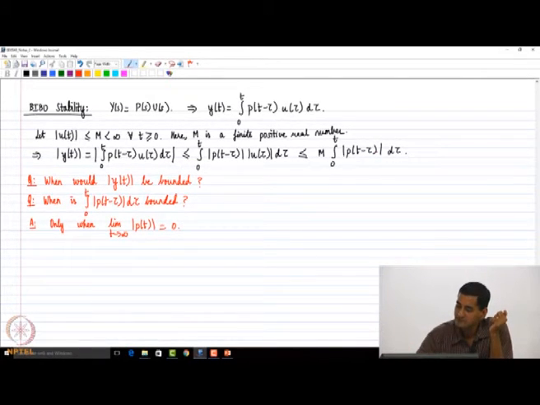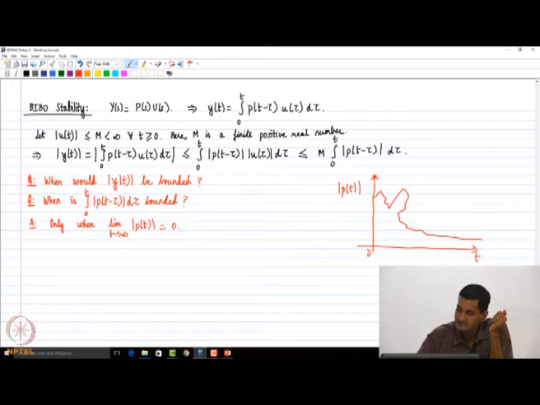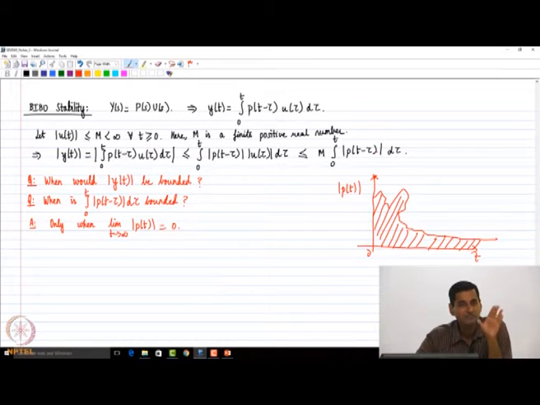So, for example, let me give you a simple illustration. Let's plot the magnitude of P of t. Let's say it goes something like this, and then it settles down to a non-negative value. What's going to happen? The integral is just the area. So although the magnitude of P of t is bounded, the integral is going to become unbounded as t tends to infinity.